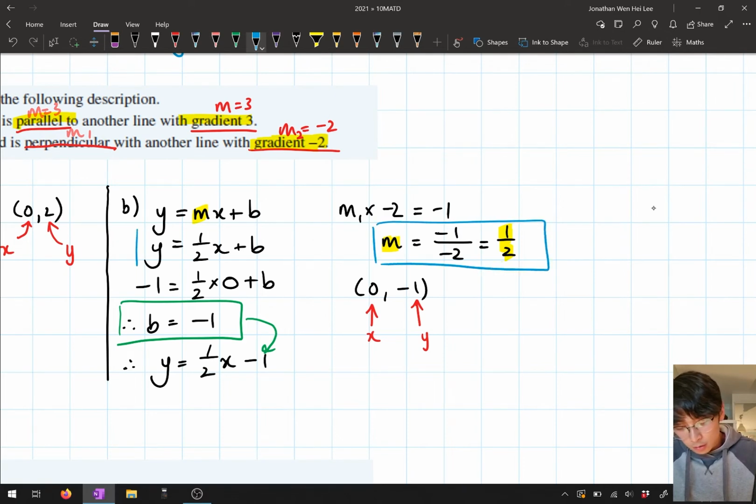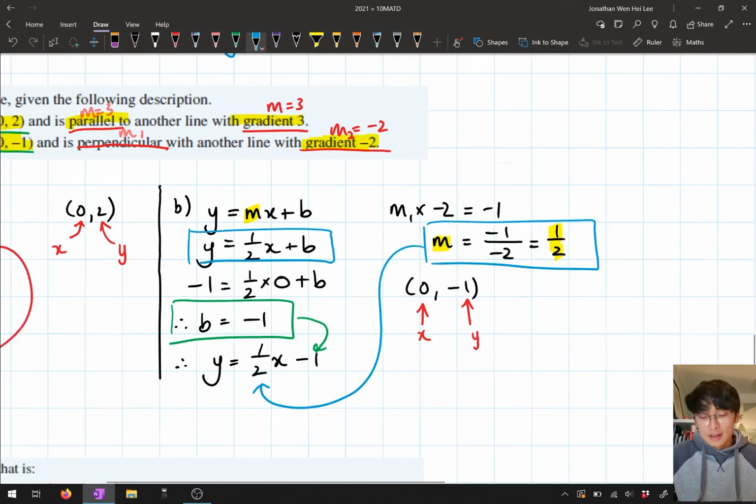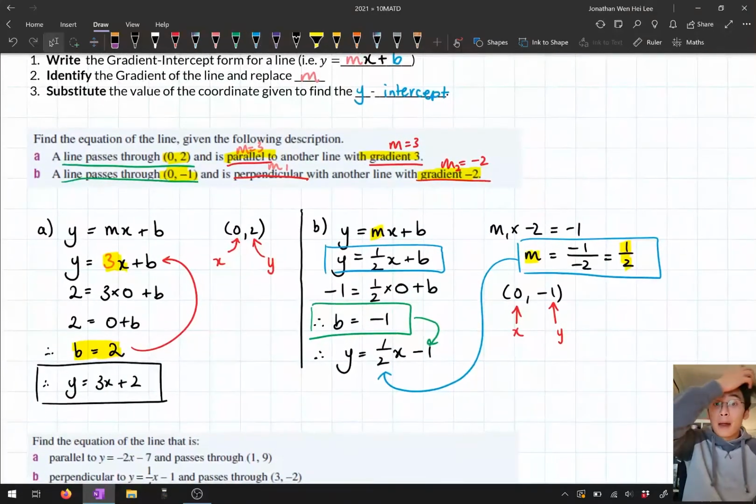And I put it in here as well. And I just put it into here. Okay, so that's how we find the equation of a parallel or perpendicular line for these examples.